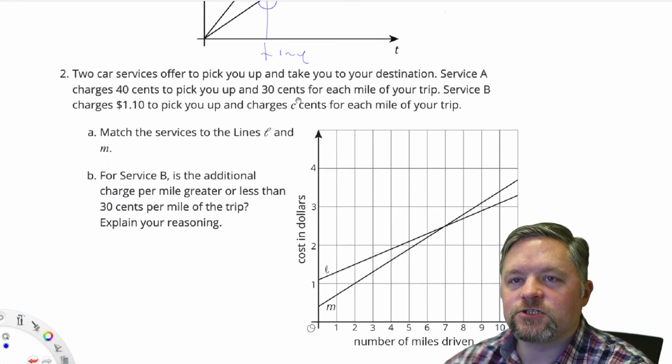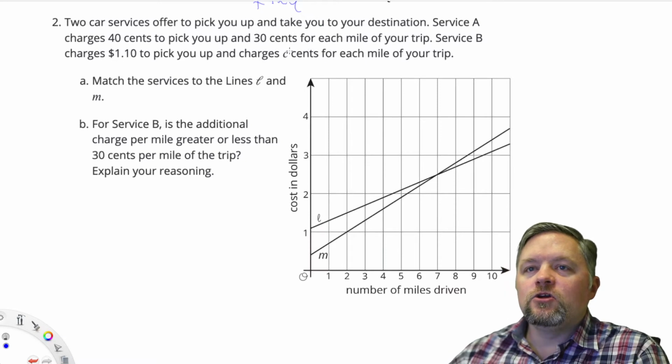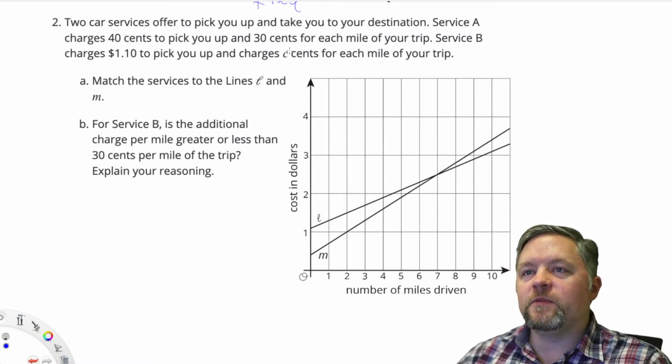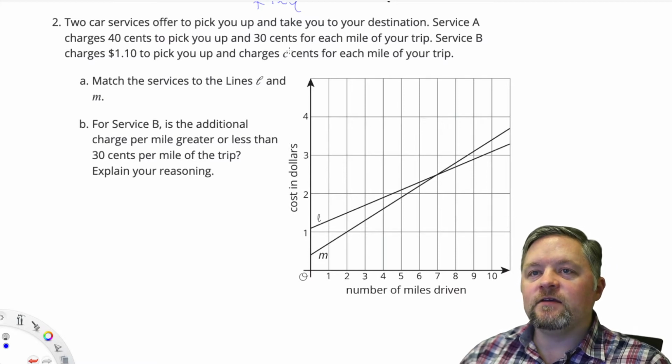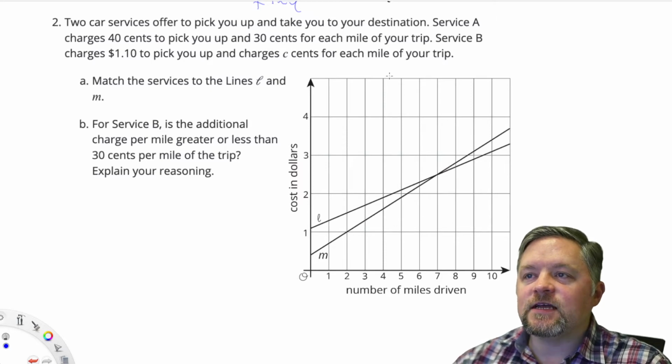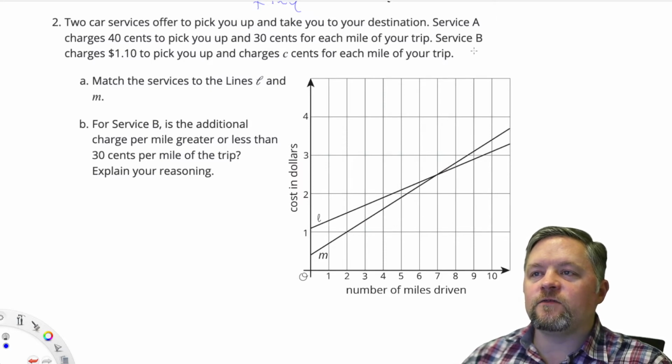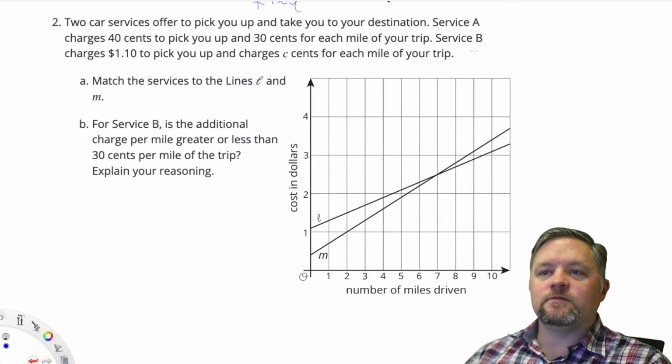Okay, next question. Two car services offer to pick you up and take you to your destination. Service A charges 40 cents to pick you up and 30 cents for each mile of your trip. Service B charges $1.10 to pick you up and charges C cents for each mile of your trip. Match the services.